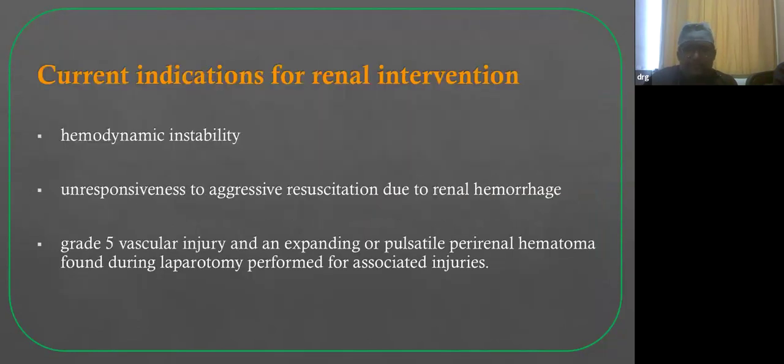So when do we think of renal intervention? Whenever the patient is hemodynamically unstable, whenever the patient is having hematuria which is unresponsive to aggressive fluid resuscitation, or whenever there is grade 5 vascular injury or expanding or pulsatile perirenal hematoma, so in these cases surgery is warranted.